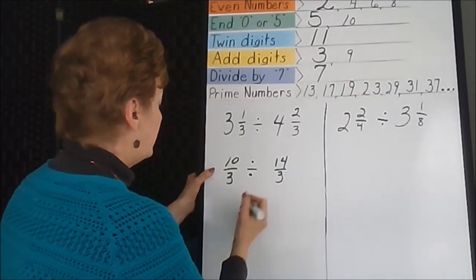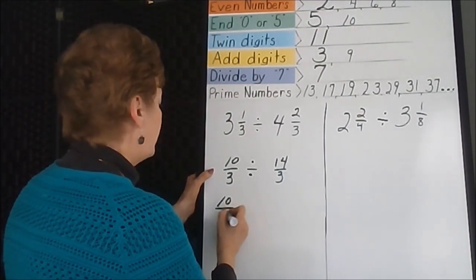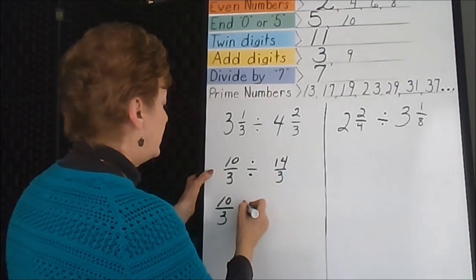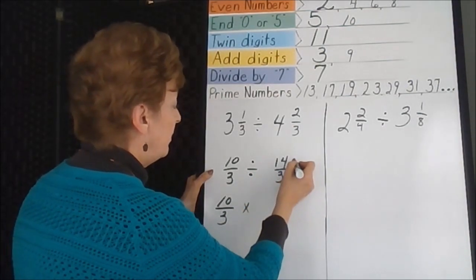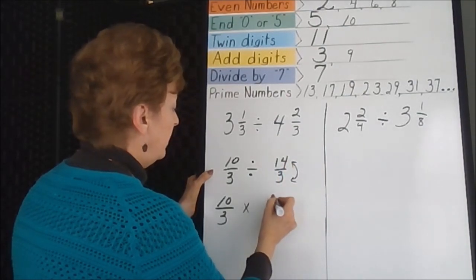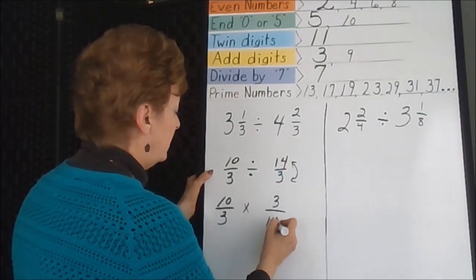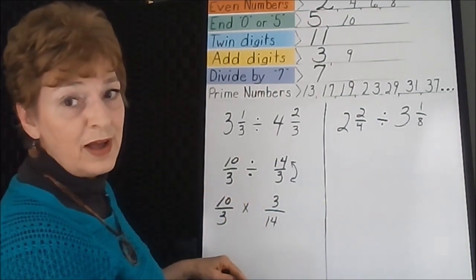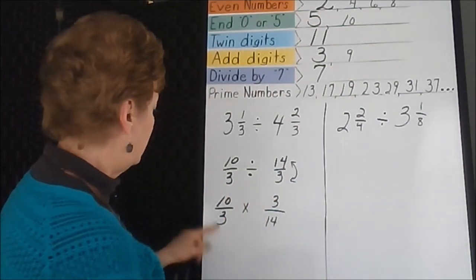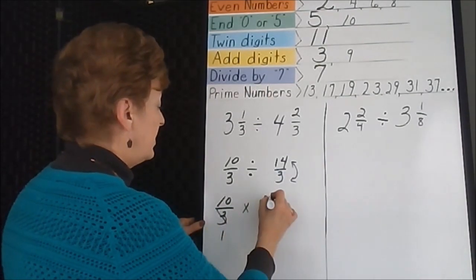Use our rules for division. Keep the first fraction, change the sign to multiplication, use the reciprocal. We're going to flip this around. 3/14. Check the diagonals to see if we can simplify before doing our multiplication. 3 divides into itself.